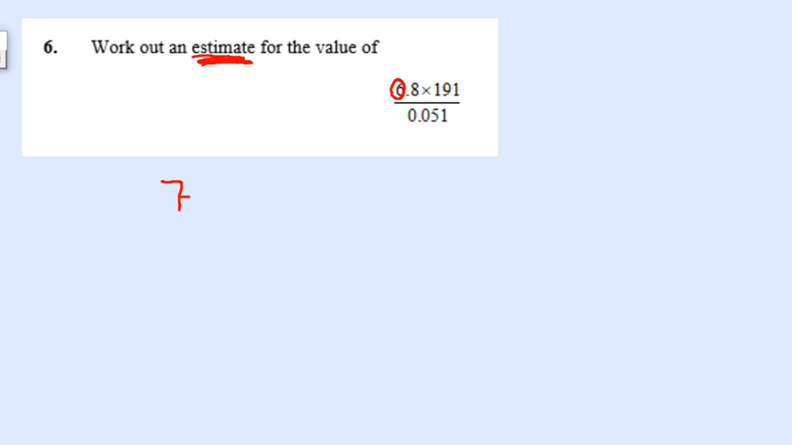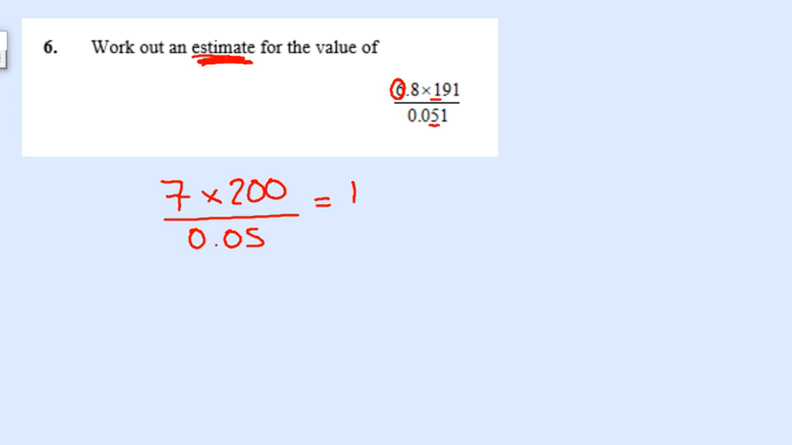In 191, the first one is in the hundreds column. That is your first significant figure, so it's the same as rounding to your nearest 100, which is 200. And underneath, the 5 is the first significant figure. It's in the second decimal place, so it's the same as rounding to 2 decimal places, which is 0.05.